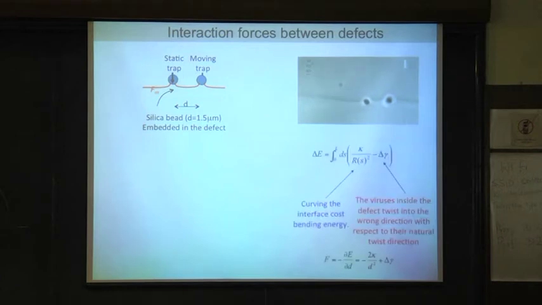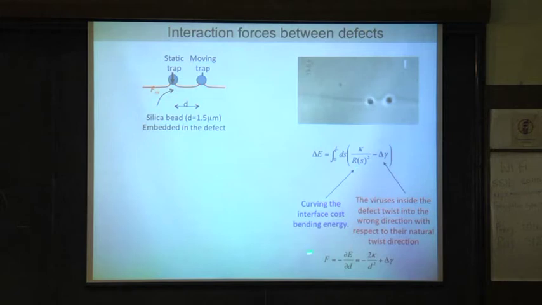So there are two contributions to changing the equilibrium distance between the pair of cusps. One is the energy associated with curving the interface if you try to push the two cusps together, and the other one is the fact that the line tension itself is dependent on the orientation of the rods, or the preferred orientation of the rods.